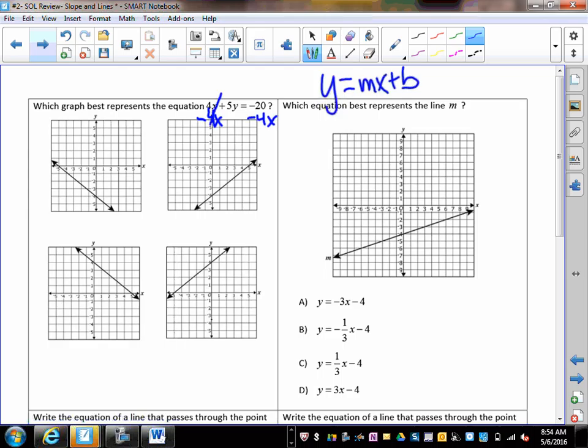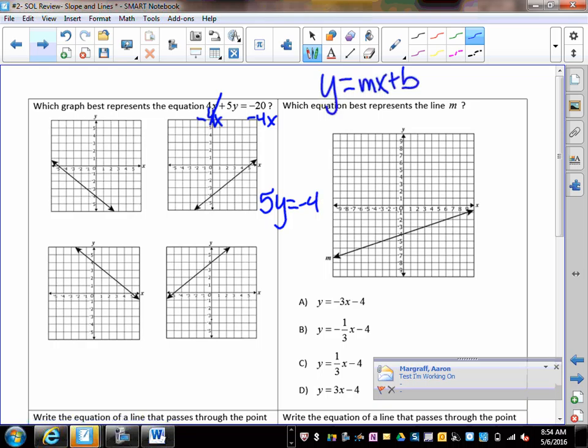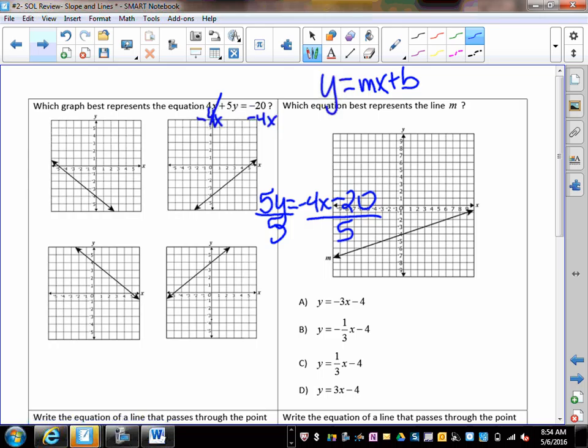Can I combine negative 20 and negative 4x? No, they're not like terms. All right, Kevin, what's my next step? Good, divide by 5. And you have to divide everything here. So we have negative 4/5 x minus 4.